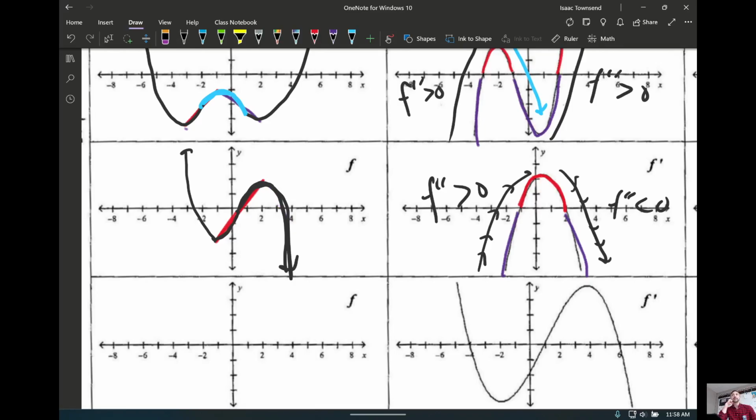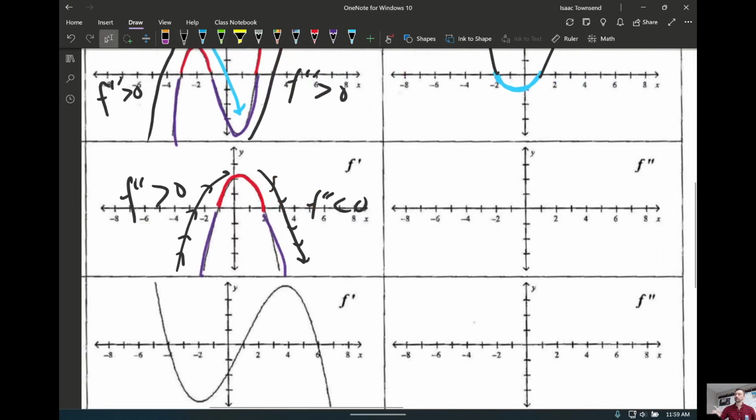Yours should be the same shape. The only thing that could be different, and probably is different, is this y value and this y value. You just have to pick something, so I just picked something. There's nothing special about those though. Okay, any follow-up to this one?